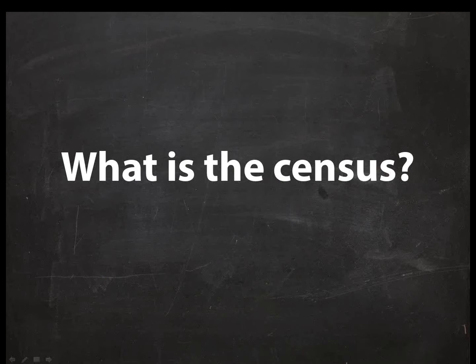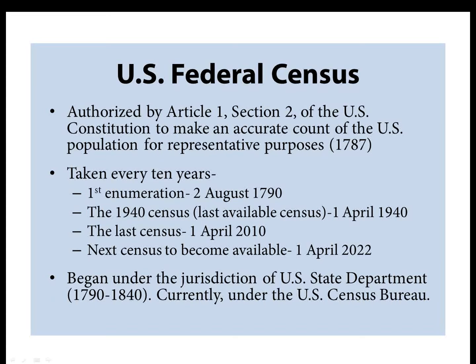So the first thing that we need to talk about is what is the census. The census is a document that is created by the United States government. It was authorized by Article 1, Section 2 of the U.S. Constitution, and it is to make an accurate count of the United States population. This is for representative purposes. Now, we still take a census to this day. It's done every 10 years. The last census that we did was on the 1st of April in 2010. We will do another one on the 1st of April 2020.